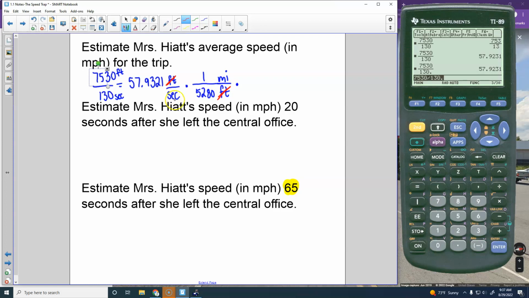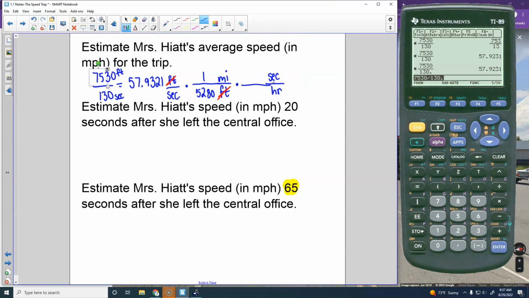We also have seconds on the bottom. Do we want our time to be seconds? We want that to be hours, right? So seconds is on the bottom. If we want it to cancel, we have to put seconds on the top. What do we want to change seconds to? Hours. So it's going to go on the bottom.